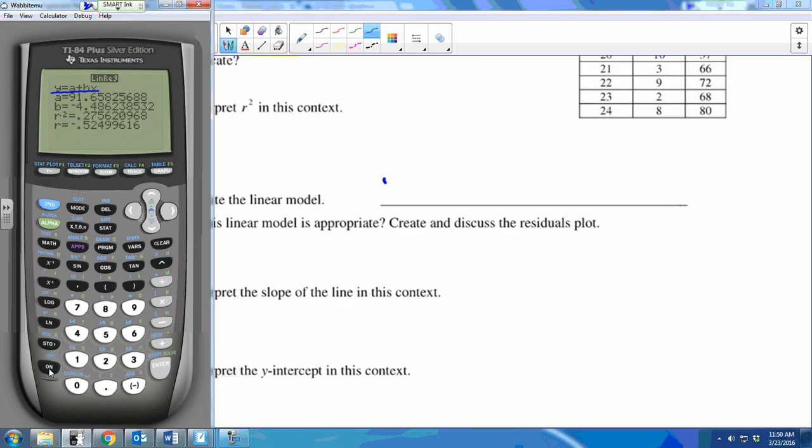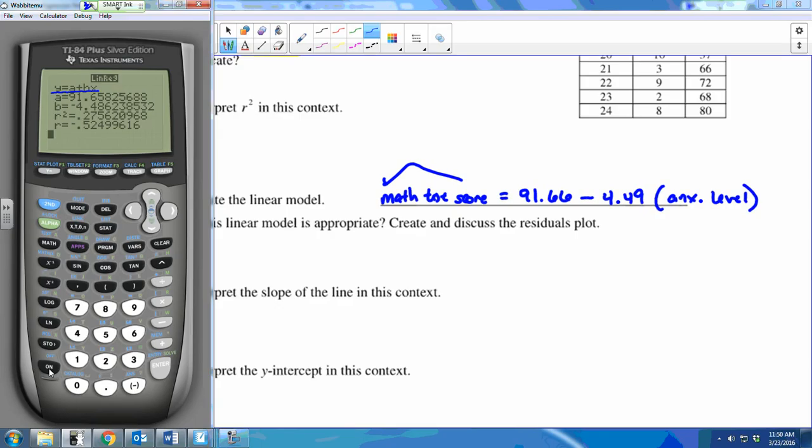Okay, so we have math test score hat equals, our y-intercept is 91.66 minus our slope, because it's negative, negative 4.49 times anxiety level. Does that make sense?